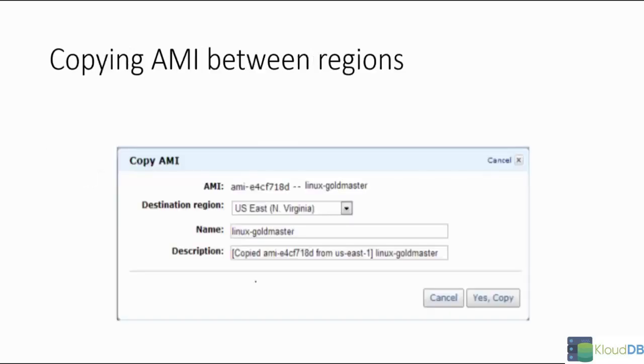Copying AMI between regions. This is very important. Let's say you have an AMI in the Ohio region, but you need to reuse that in the North Virginia region. You need to copy it. You can copy it from the dashboard to the North Virginia region. This is the snapshot of how you would copy an AMI from one region to another. Basically, you right-click on the AMI, select the Copy AMI option, and give the destination region, name, and description, and it is copied. That's it.